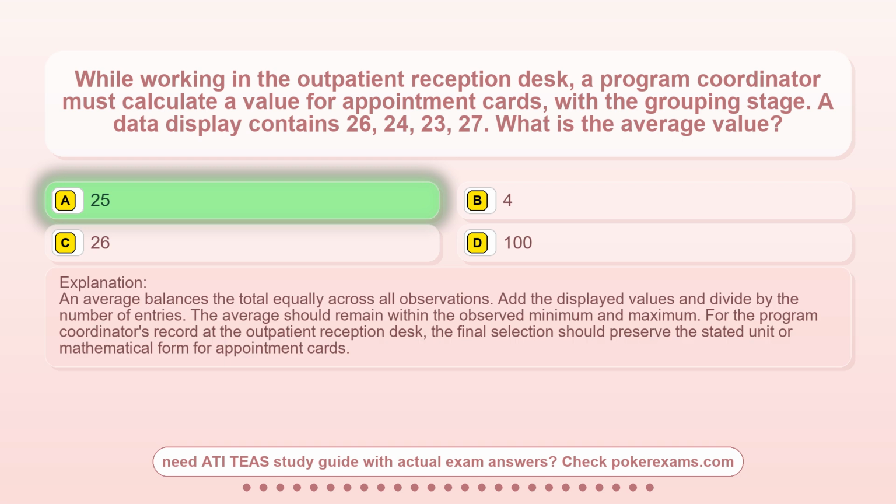An average balances the total equally across all observations. Add the displayed values and divide by the number of entries. The average should remain within the observed minimum and maximum. For the program coordinator's record at the outpatient reception desk, the final selection should preserve the stated unit or mathematical form for appointment cards.